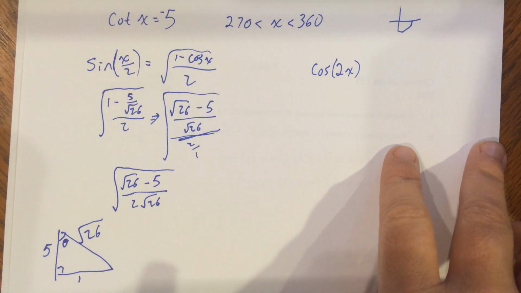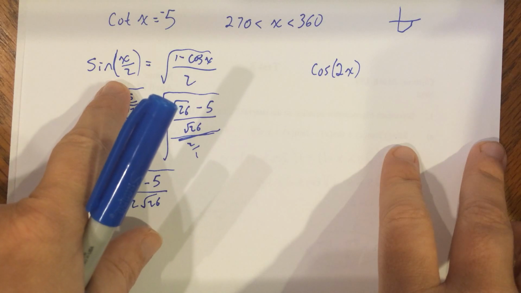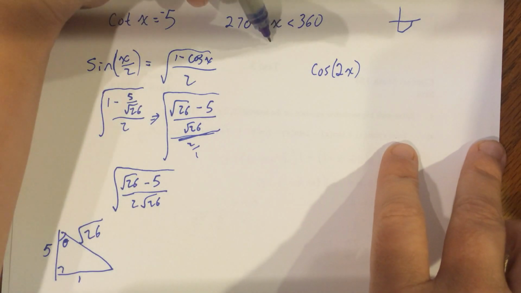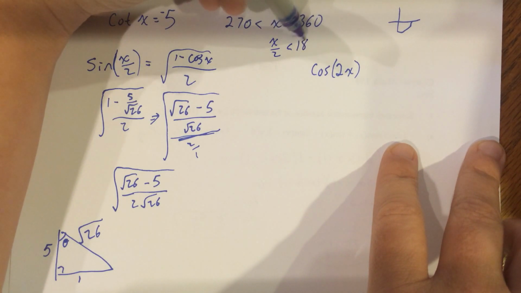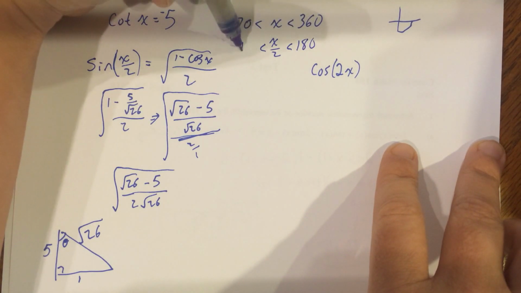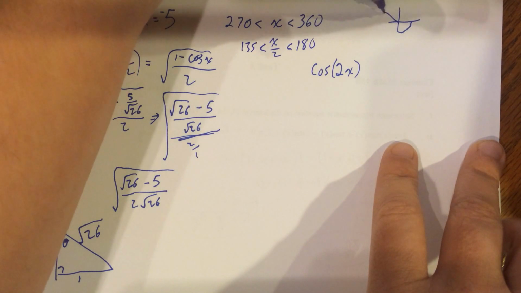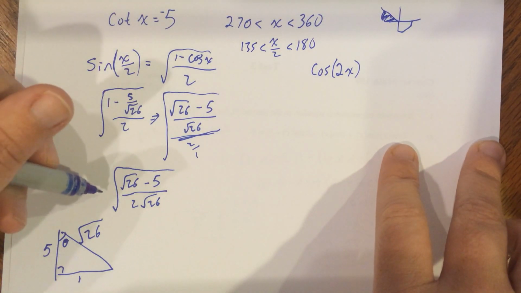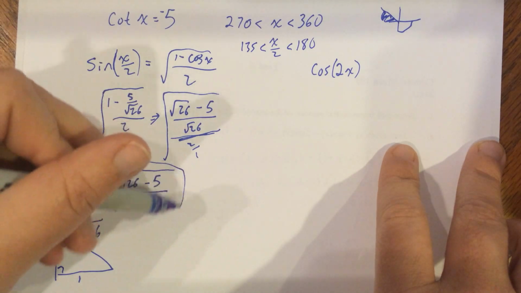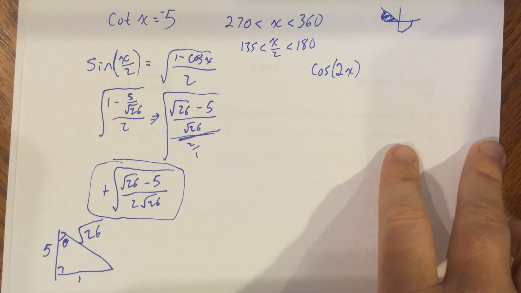And let's see, I'm looking for sine of x over 2. If this is x, x over 2 would be between 360 divided by 2, which is 180, and 270 divided by 2, which is 135. So that would be about here. Sine is positive there, the y is positive there, so this is positive. So this is a pretty good answer.